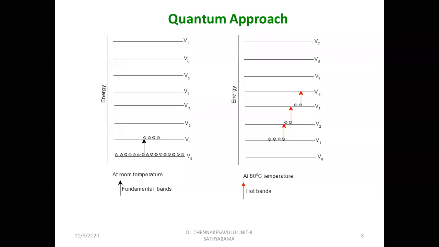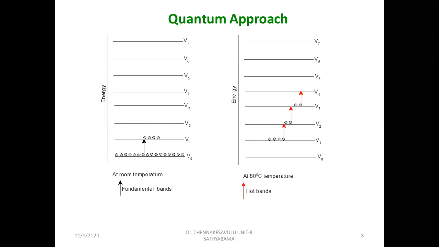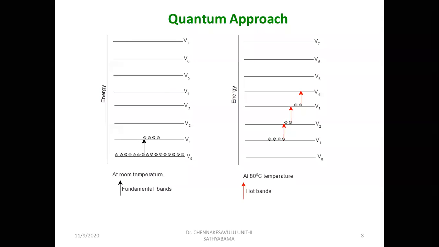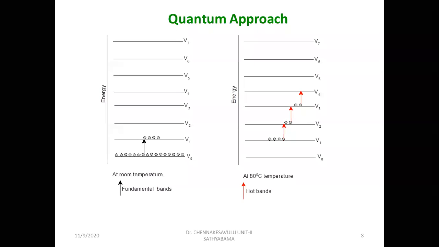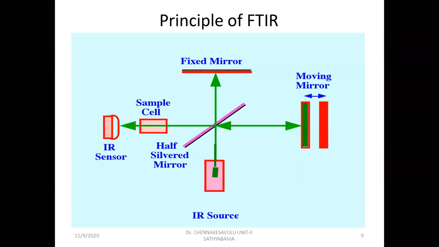Even at high temperature, it is not mandatory that it goes only from V0 to V1. At higher temperatures, V1 to V2, V2 to V3, and V3 to V4 also occur. Both are absorptions only. We detect this absorption ability with the help of our detector and show it in the form of a peak or band. These are the fundamental bands and the hot bands. Since they come at high temperature, they are hot bands.